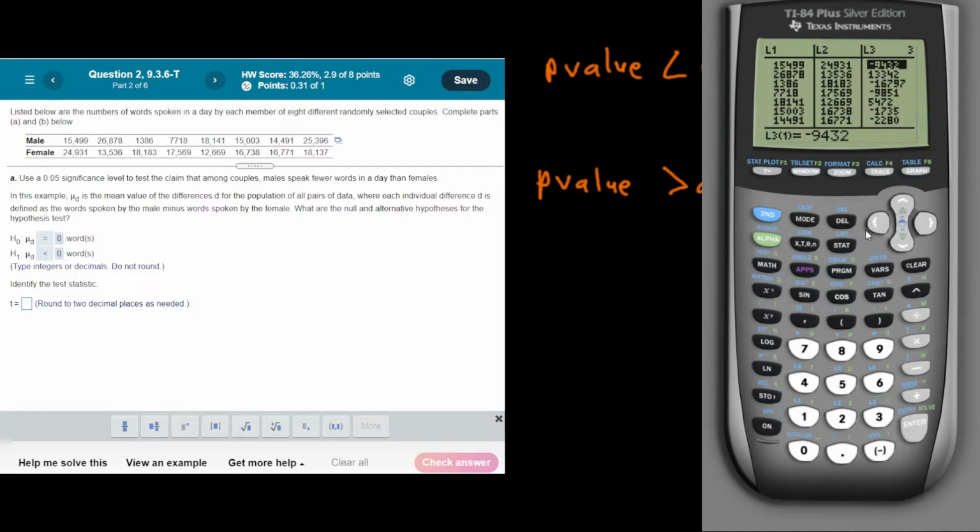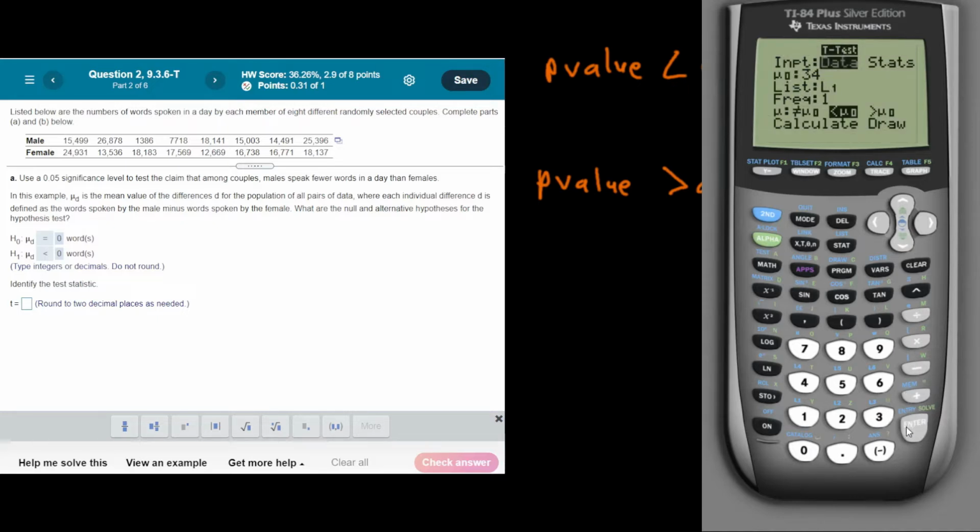So don't make the mistake of going to 2-SampTTest again like we did in the last video for independent samples. These are dependent samples, which means that we can combine the data by subtracting. All right, anyway, let's hit second quit. Remember, we're going to use L3 for all of our statistics. So hit stats. We're going to go over to test. And now, because we're only using L3, we're just going to narrow this down to a T-Test.